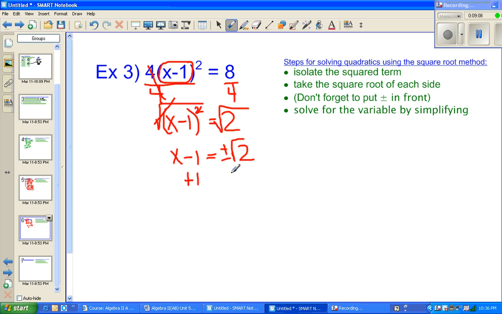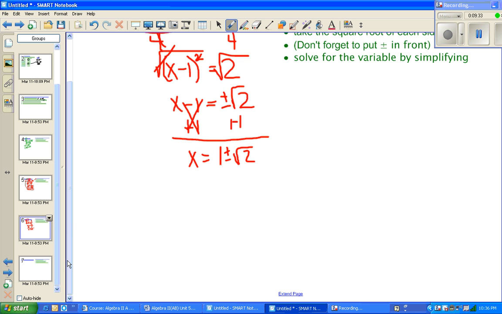So we're going to add 1 to each side. These guys cross out. So x is equal to 1 plus or minus the square root of 2. Again, there are two answers. It's a quadratic. So the first answer would be 1 plus the square root of 2, and a separate answer would be 1 minus the square root of 2.